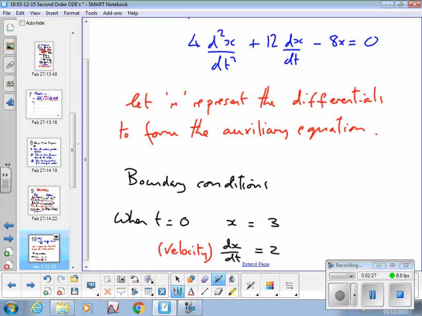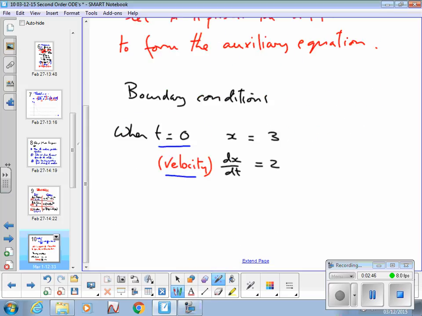Let's think for a minute about these boundary conditions in terms of our model. What we need is a situation when t equals 0. What we're saying is, for our model, x equals 3. So the initial displacement from 0 is 3 in this particular model. And when t equals 0, the thing's moving with a velocity. dx by dt has a value, 2.